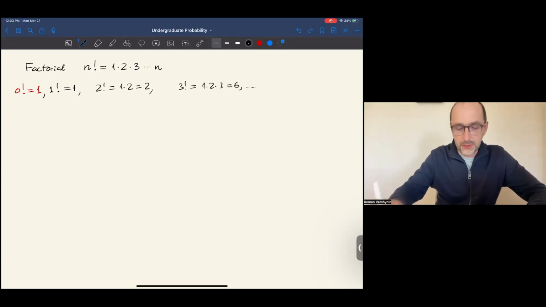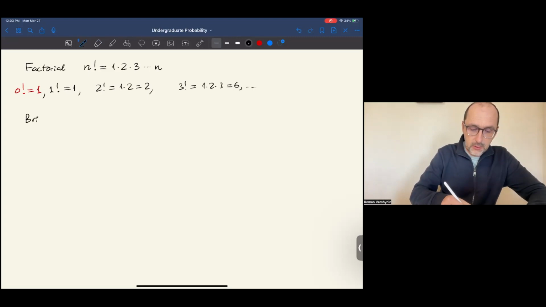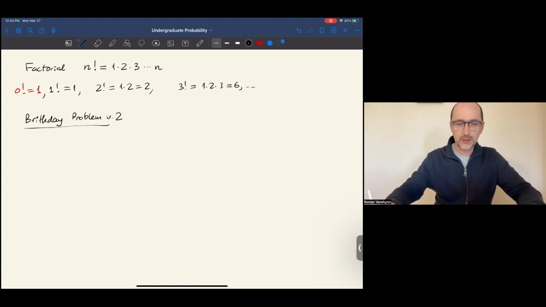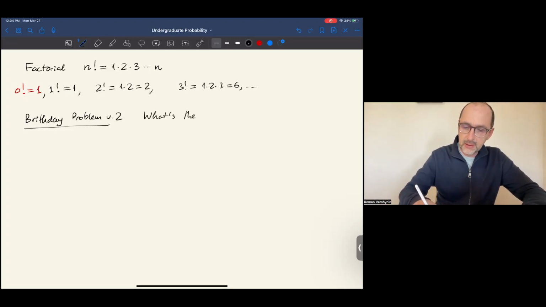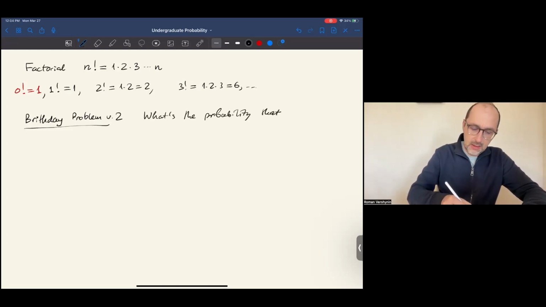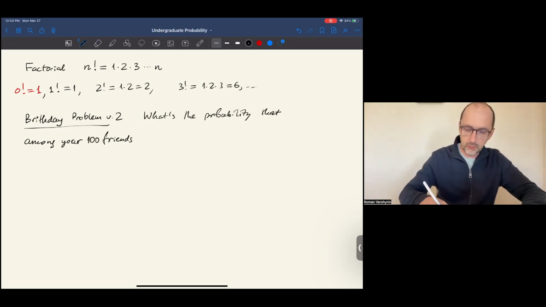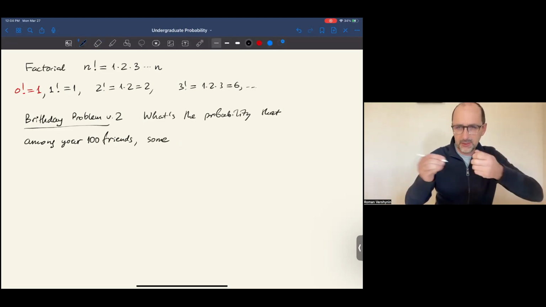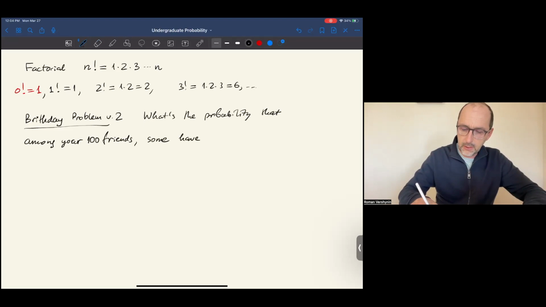Today, we will practice with the notion of factorial, and we will solve a version of the birthday problem from the first episode. This will be version 2. What's the probability that among your friends, 100 friends, let's say, some of them share a birthday among themselves? Some of them have a repeated birthday. So some have the same birthday.